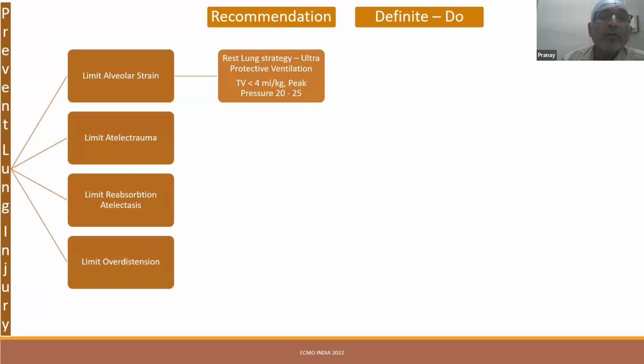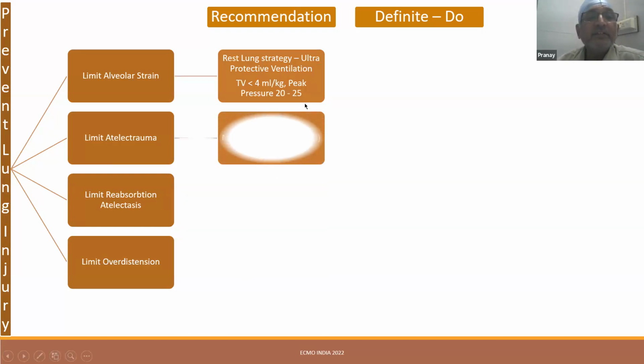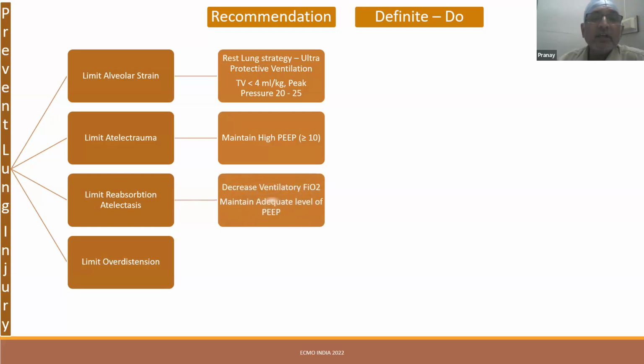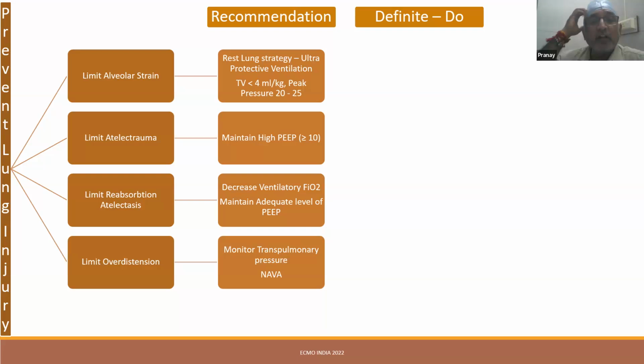So you don't bother about the tidal volume, even if it is less than 4 ml, that's fine. But see to it the peak pressure does not go above 20 to 25. Okay. Maintain PEEP of around 10 or more than 10. Decrease ventilator FiO2 and maintain adequate PEEP. And monitor transpulmonary pressures. Okay.